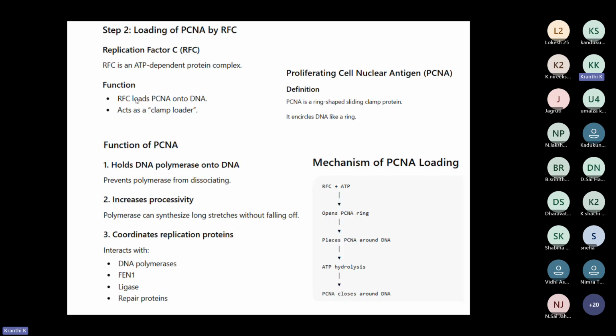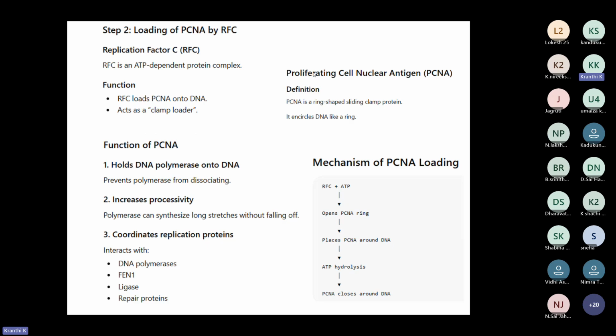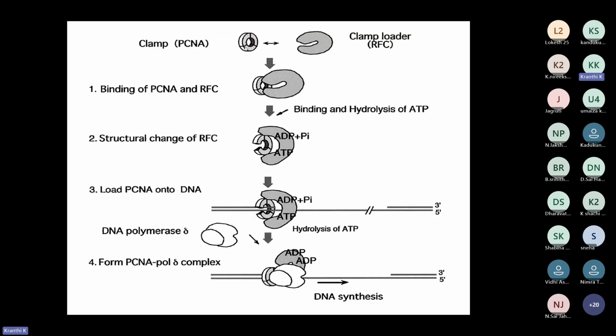So what is an RFC? RFC is replication factor C. So RFC loads PCNA onto DNA. See, actually there is a clamp. So what is this clamp? The clamp is called the PCNA. This proliferating cell nuclear antigen will be loaded onto this double-stranded DNA, on both the strands, by this clamp loader.